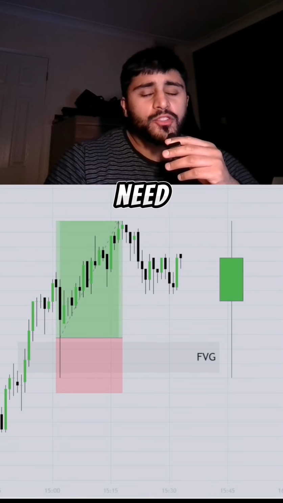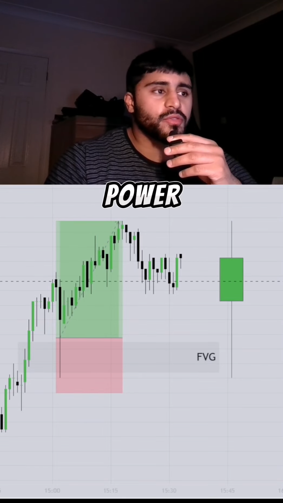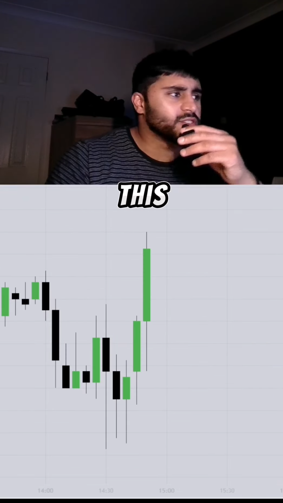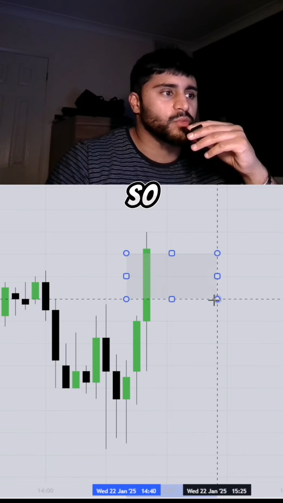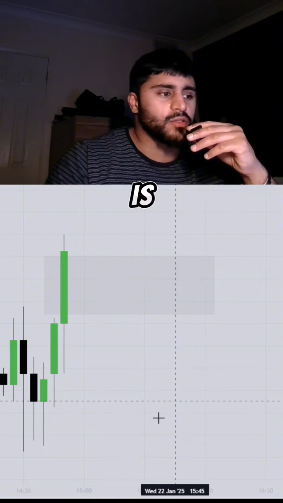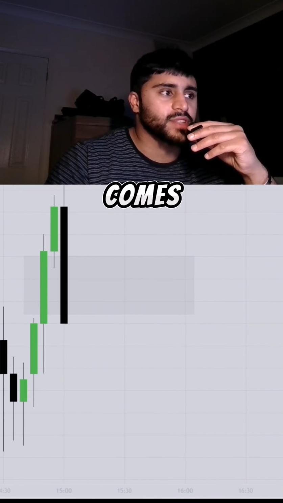The only thing you need to reduce your emotions is not the power of three, it is actually this. So the first step of this overall strategy is you want to identify a fair value gap either on the 5 minute or the 15 minute. So we have a fair value gap over here. Price is now looking to come into it. So as you can see here, price comes into this area.